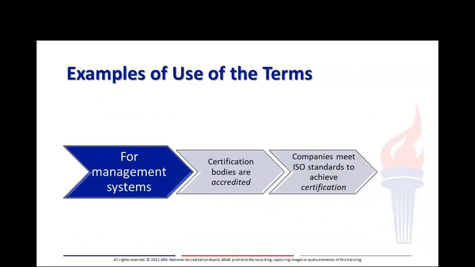Now let's look at some examples of the terms in action. When we look at management system standards, remember those are like ISO 9001, ISO 27001, for example. The certification body is accredited to the conformity assessment standard ISO IEC 17021. The certification body then provides certification to companies, organizations, entities, or however named. These companies are certified to the management system standard. So accreditation relates to the certification body, certification relates to the organization or company.